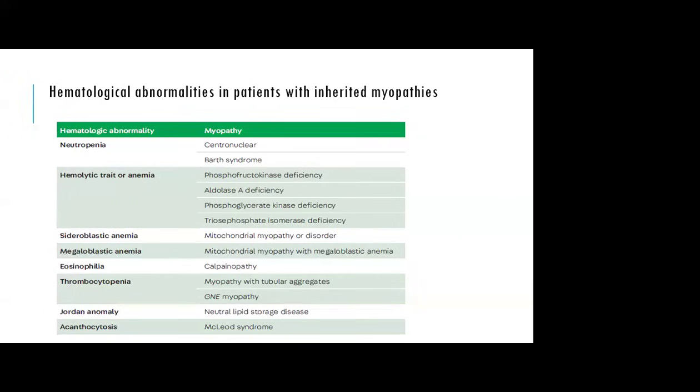Megaloblastic anemia is seen in mitochondrial myopathy with megaloblastic anemia. Then eosinophilia is common with calpainopathy. Thrombocytopenia is common with myopathies with tubular aggregates and GNE myopathy. Jordan anomaly is common with neutral lipid storage disorders. And acanthocytes, as we know, are common with McLeod syndrome.